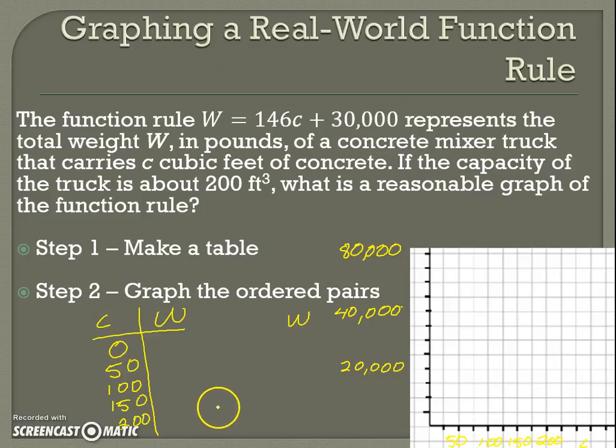All right, so we'll take a look at this first one. When it's 0, that's going to be 30,000 tons in weight. If I make it 50 pounds, I put that right here, and that's going to give me 37,300. I'm kind of cheating here and looking off the paper I have, but you should work it out. This one, if I add that together, is going to be 44,600.